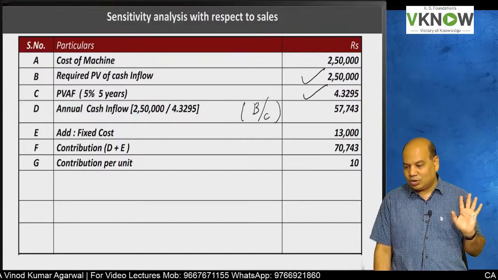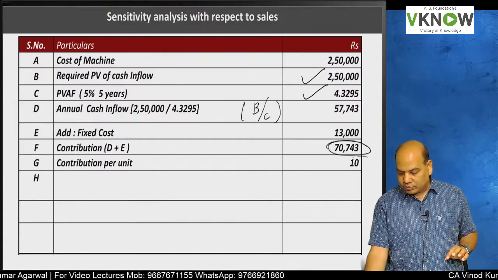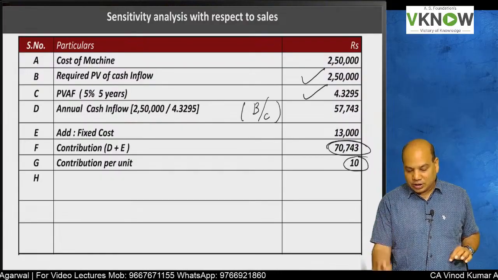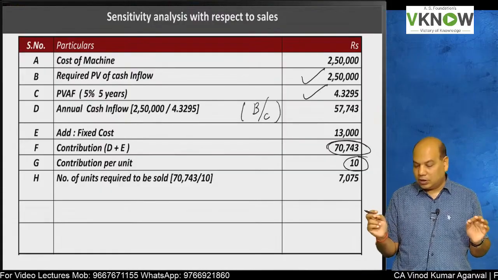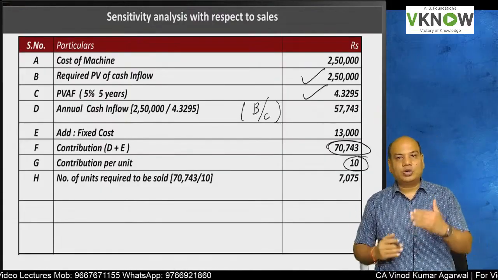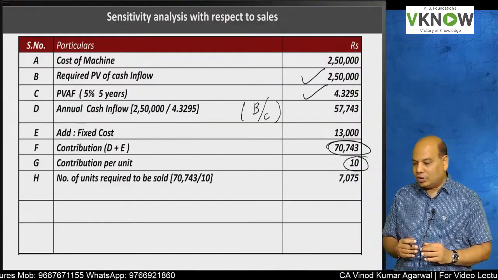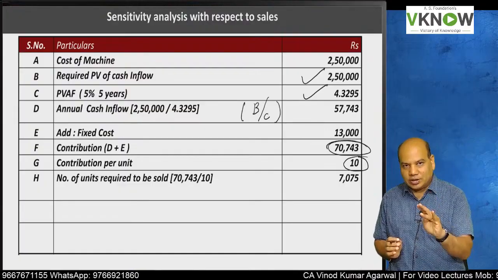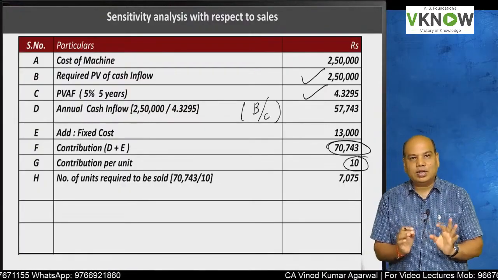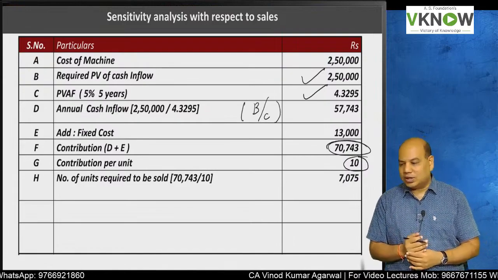Contribution per unit was 10 rupees, calculated originally. You can see, to get a contribution of this amount, per unit contribution is 10, you need to sell 7,074.3, but we'll round it off on the higher side. Why will we round off on the higher side? Anything less than 7074.3 will result in negative NPV. So always the rounding off will be on a higher side.